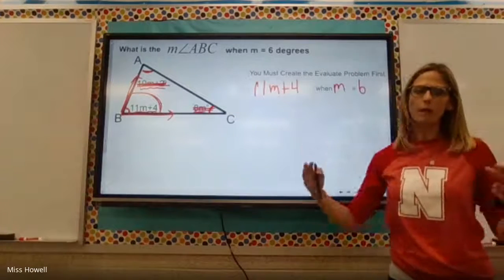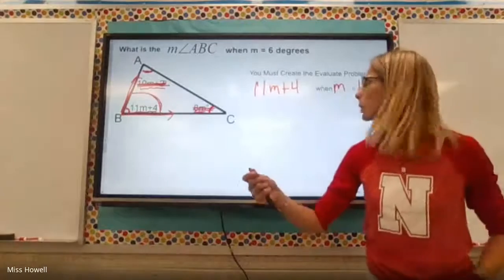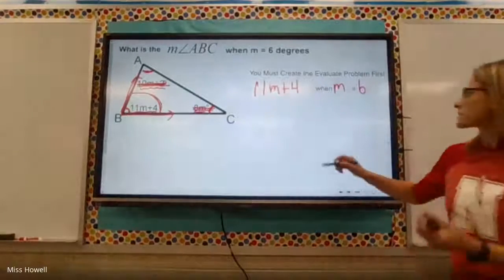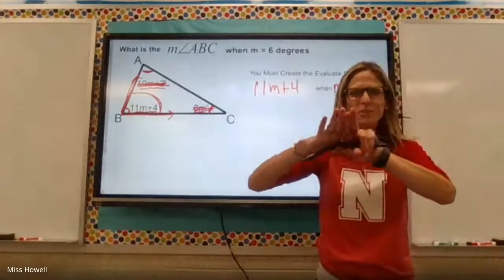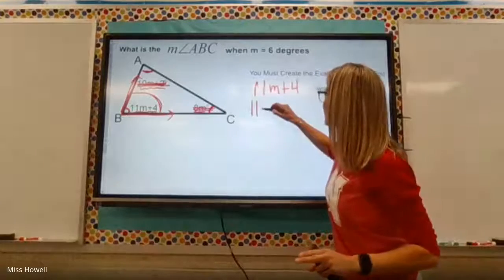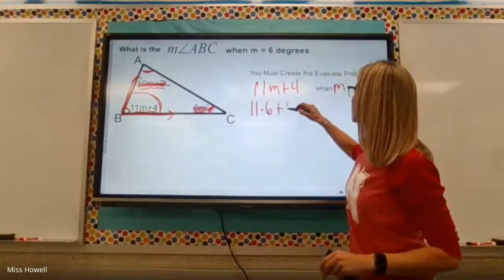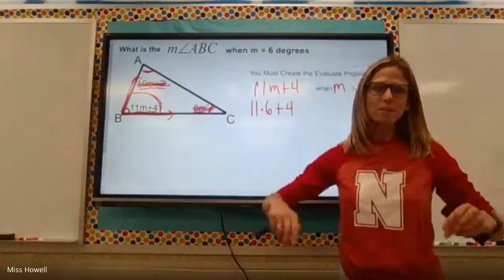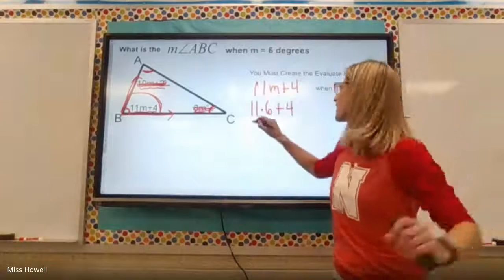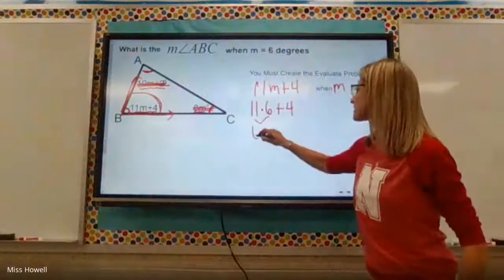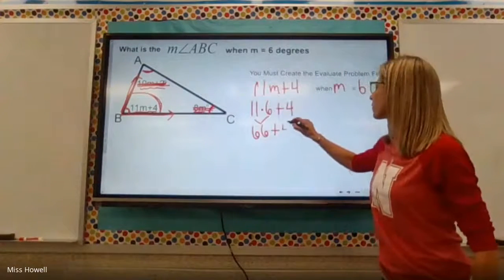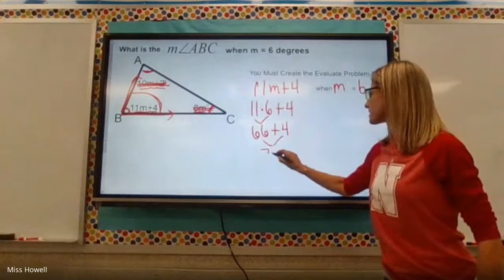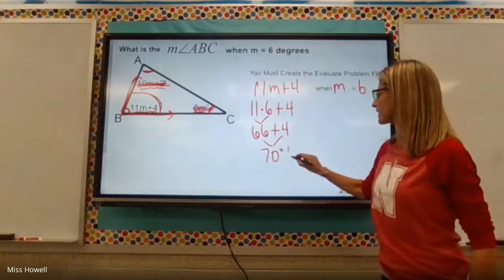So now I have my whole problem. I'm evaluating 11m plus 4 when m has a value of 6. So m's out. Number and letter right next to each other, hidden operation of multiplication. And now all numbers in the problem, PEMDAS is our approach. All right, so 11 times 6 would give us a 66, plus 4 more would end up giving us a 70, and it's in degrees again.